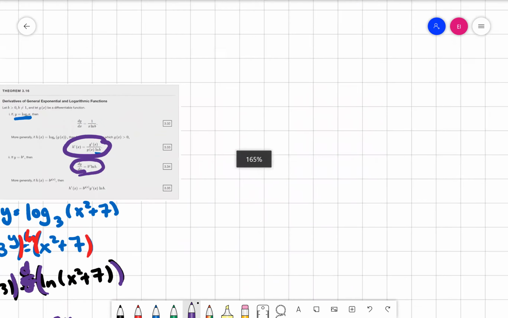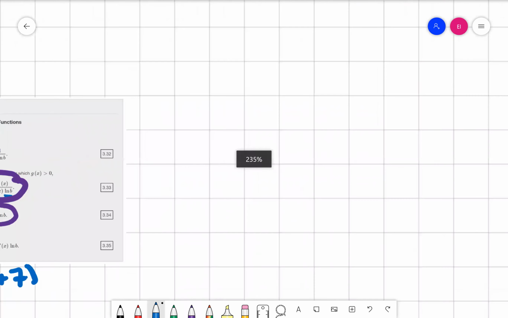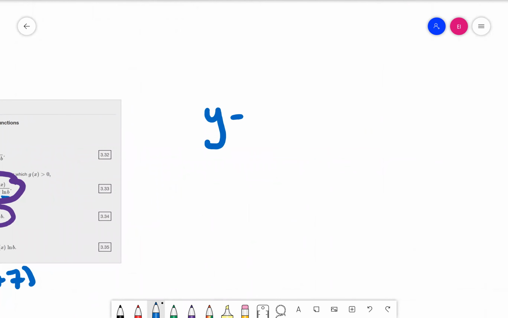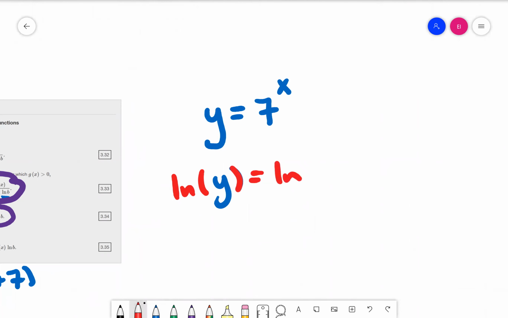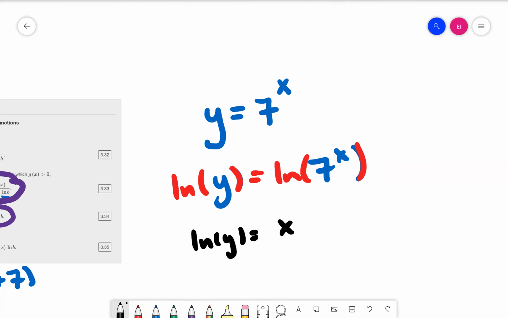So maybe I'll slide over here and do an example. Let's say y equals, I don't know, 7 to the x. Then if you take natural log of both sides, you get natural log of y equals natural log of 7 to the x. But what's that? You can bring the x out front then. So I'll simplify that using logarithm rules. We have natural log of y equals x times ln of 7, which is just a constant, right?